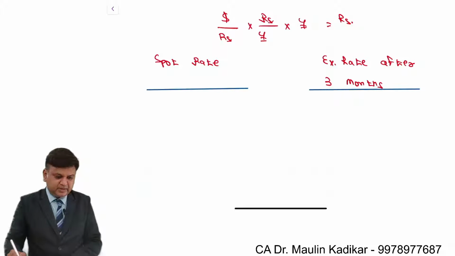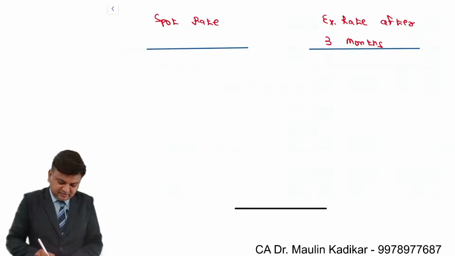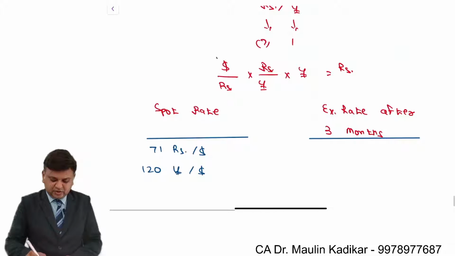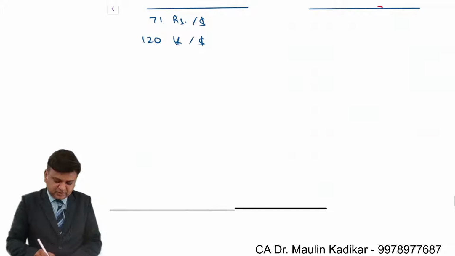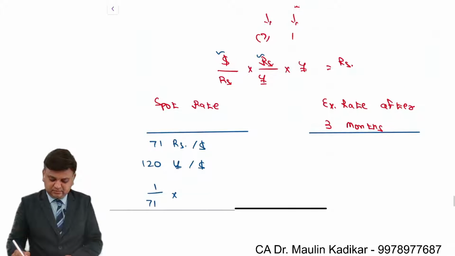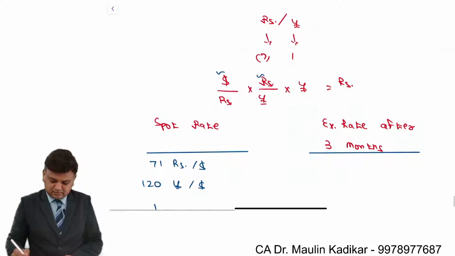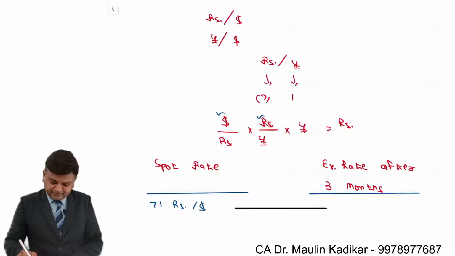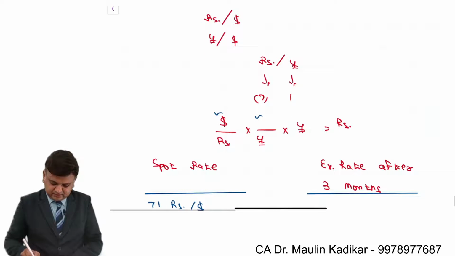Okay. We can see that the spot exchange rate information is given as 71 rupees per dollar and 120 yen per dollar. I want a dollar per rupee, but rupees per dollar is given, so we have to make it a reciprocal. I want rupees per yen. I'm sorry, there is a mistake on my end.